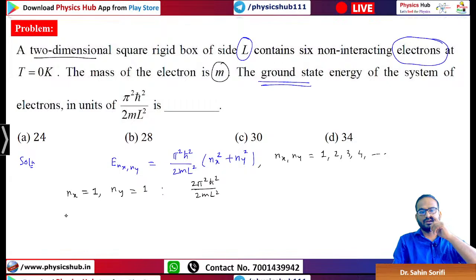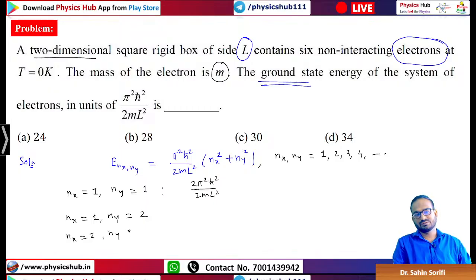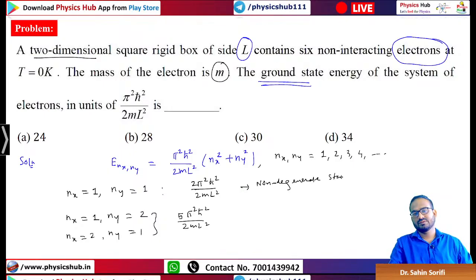Now either you choose nx equals 1, ny equals 2, or you choose nx equals 2, ny equals 1. Both of them will give you the same energy, right? That is 1 plus 4, 5 pi square h cut square by twice m L square. It means this is a non-degenerate state, and this is your degenerate state.